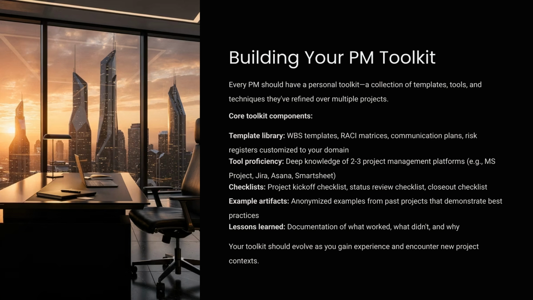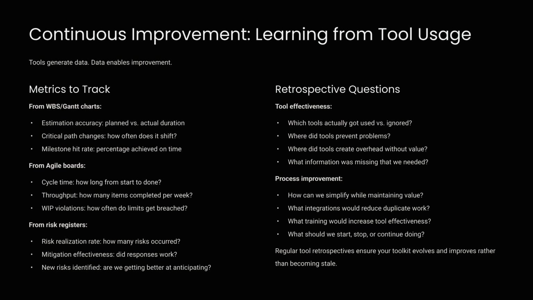Every PM should build a personal toolkit. Core components include a template library for essential artifacts, deep proficiency in 2 to 3 PM platforms, and checklists for common project activities. Your toolkit should evolve with experience. Continuous improvement relies on tracking metrics derived from your tools, such as estimation accuracy from the WBS or cycle time from Agile boards. Use retrospective questions to assess tool effectiveness and process improvement.